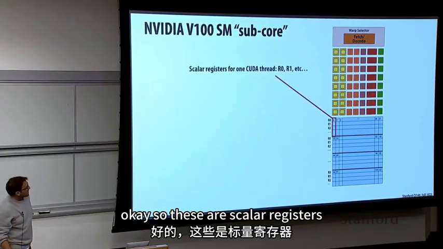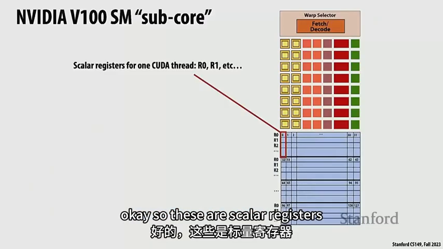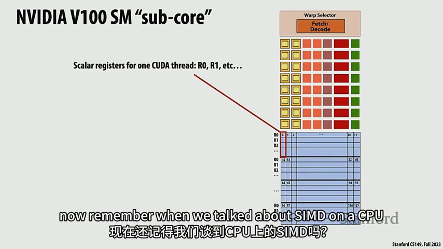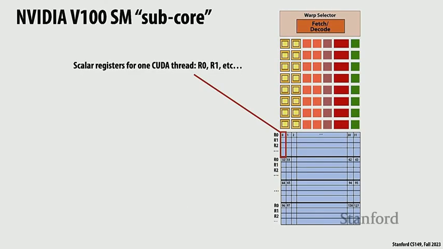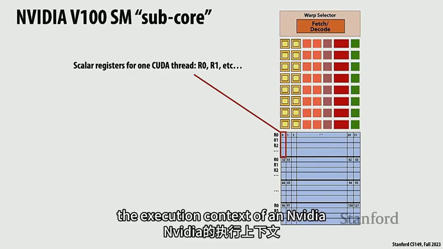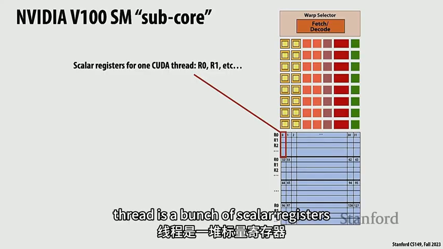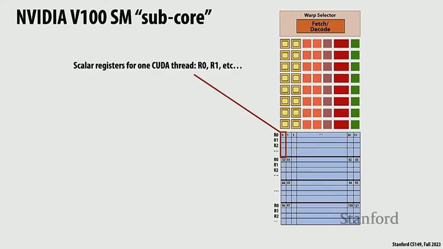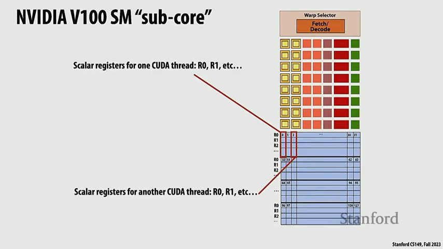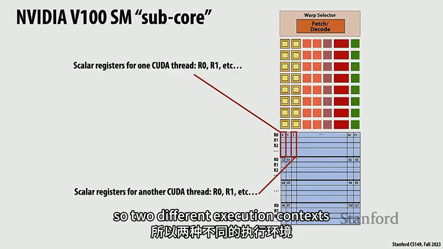Okay, so these are scalar registers for one thread. Now remember, we talked about SIMD on a CPU, we said vector registers. So these are not vector registers. These are scalar registers. The execution context of an NVIDIA thread is a bunch of scalar registers. Here are scalar registers for thread 2. So 2 different execution contexts.